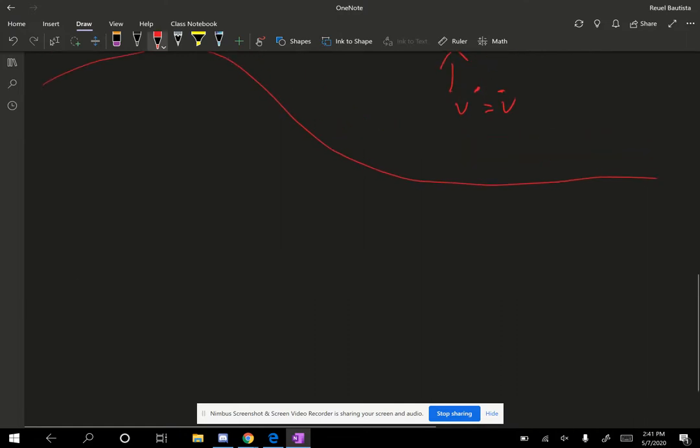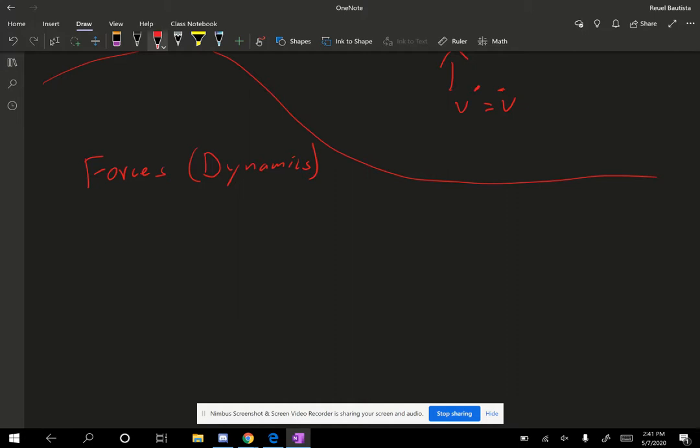The next part of physics is going to be forces, or dynamics. Now it's not just about motion, it's about the forces that we apply on objects. There are several different types of forces. There are going to be contact forces and non-contact forces.